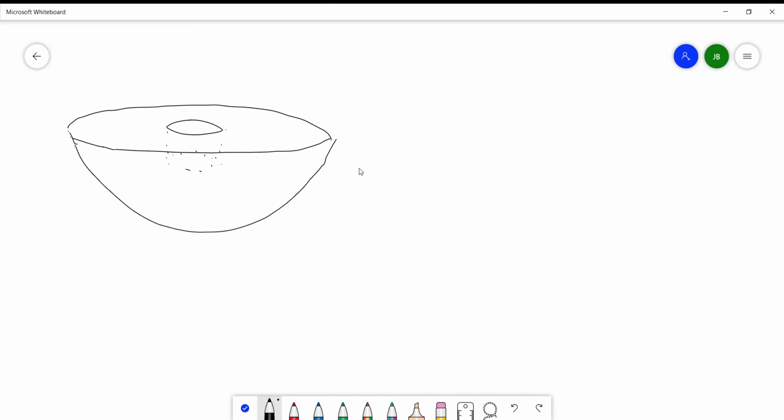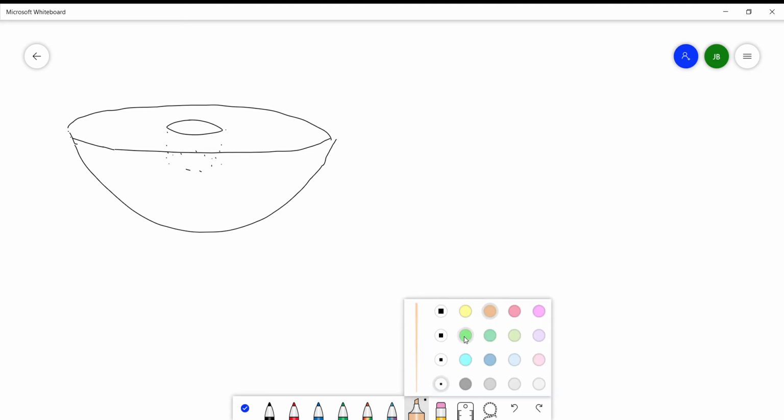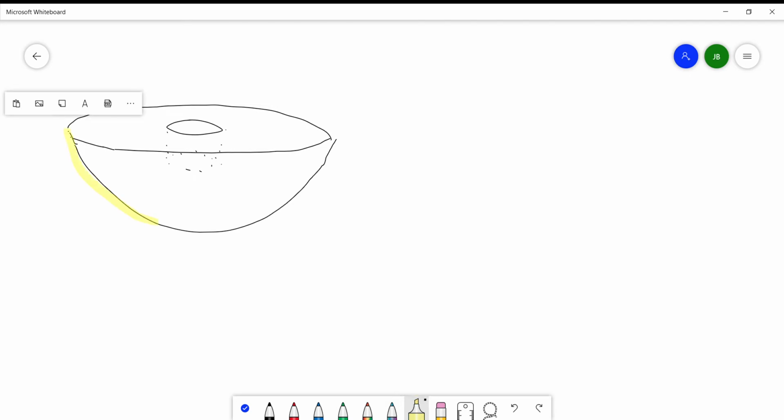So number 26A. It asks for the surface area of this entire candle holder. The first step that we want to do is break it down into parts: what are the surface areas that we're going to need to find. I'm just going to use these top three colors here. The first one I'm going to highlight in yellow. We have this part right here. I'm going to call that the bowl.